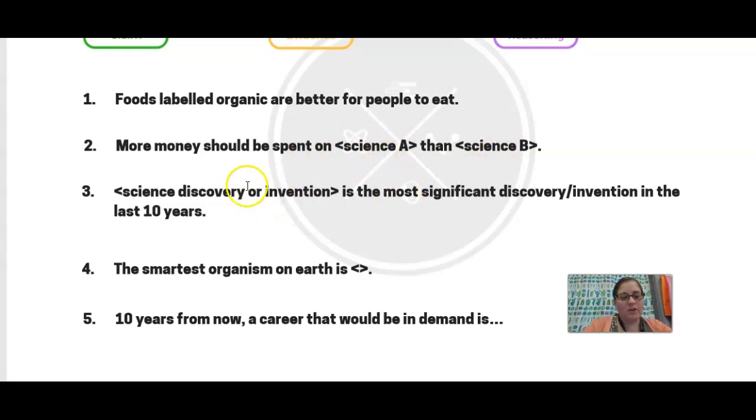Then you can put in a science discovery for number 3. So there's a couple of different options. You can choose from these 5. I would say try to stick to one of these 5 claim statements so that we can share out our answers or our paragraphs and compare what each other came up with.